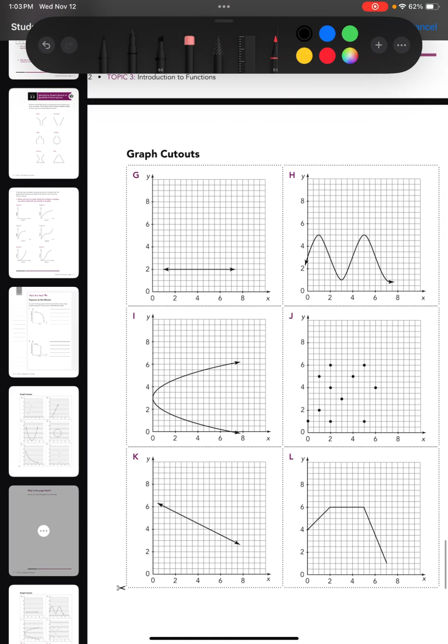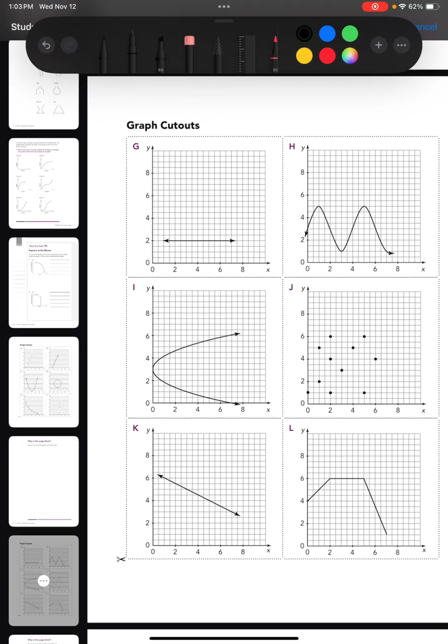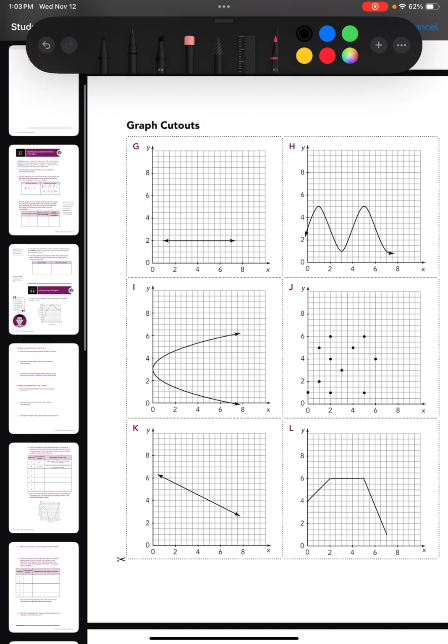And then if we go to our other pages here, G is neither increasing or decreasing, got a horizontal line. H would be both, increasing and decreasing. I would be both. You could say at different points on I we're increasing and decreasing. J then would be neither. There's no trend at all there with J with that data. K would be decreasing, and then L would be another one where we are both increasing and decreasing.